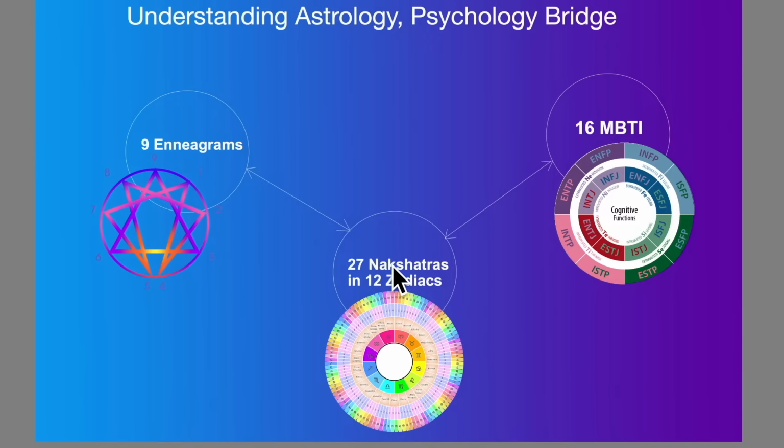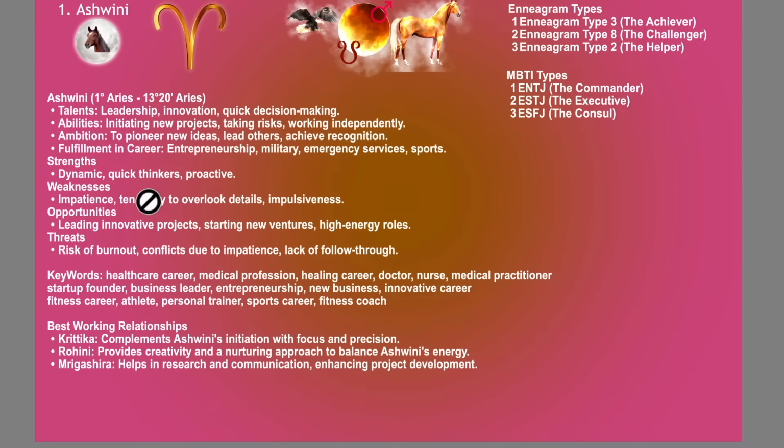So there'll be basically 27 videos. This is the introduction part of every video. And how we are going to cover that is by taking a standard format. This is for Ashwini Nakshatra, for example, where we are going to discuss the talents, abilities, ambition, and fulfillment in career first. Then we are going to do some SWOT analysis, strengths, weaknesses, opportunities, and threats, from a personality perspective. Then we are going to have some keywords discussing the different career possibilities for such nakshatras, especially if it's the Lord of the D1 or the D10.